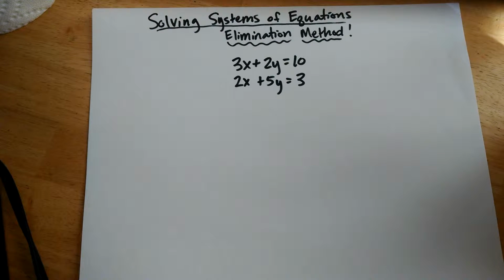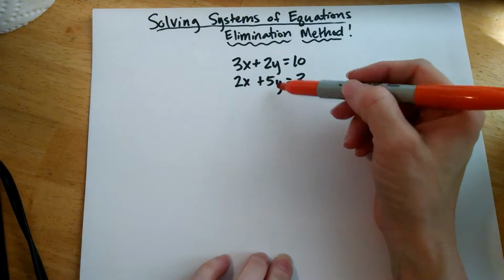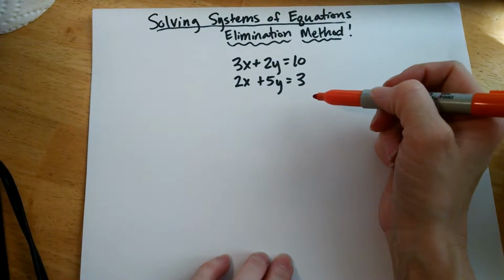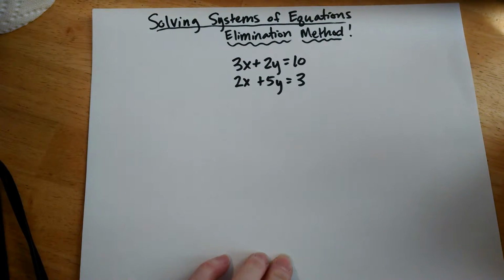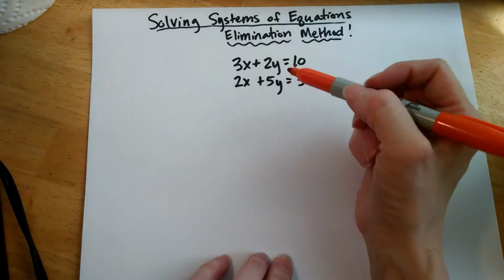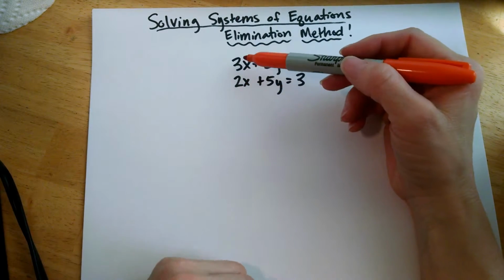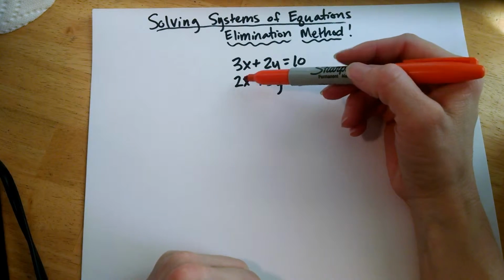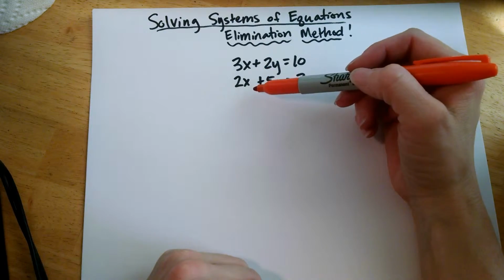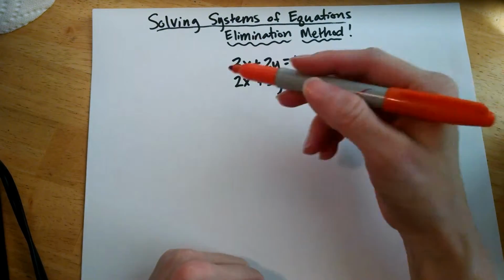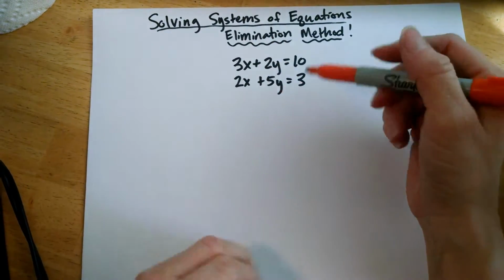Okay, so what I'm looking for is trying to eliminate the same variable from each equation, but I need their coefficients to be the same but opposite signs. So if I were to choose to eliminate the x variable, I want these coefficients to be the same. Right now there's a 3 and a 2. I want them to match with the different sign. So when I do add these up, the x's will go away.